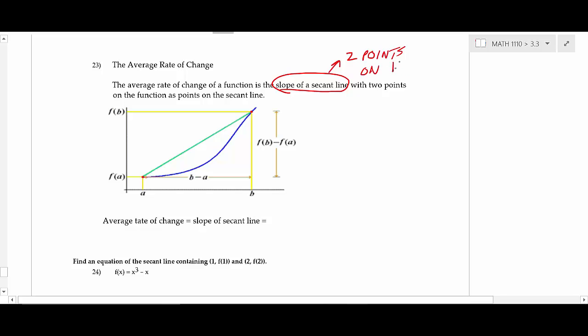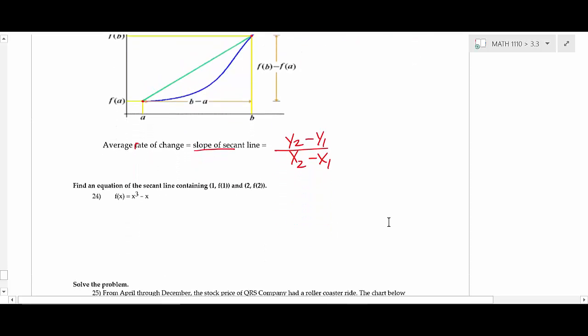somewhere on the function. Okay, you know how to find slope. We've talked about how to find slope. So if you're asked for an average rate of change, you're looking at 2 points on the function, calculating the slope of the line that connects those. We call that a secant line. So that's supposed to say average rate of change is equal to the slope of the secant line. And of course, the formula for that we've learned is y2 minus y1 over x2 minus x1. So it's really a slope is what you're doing on this.